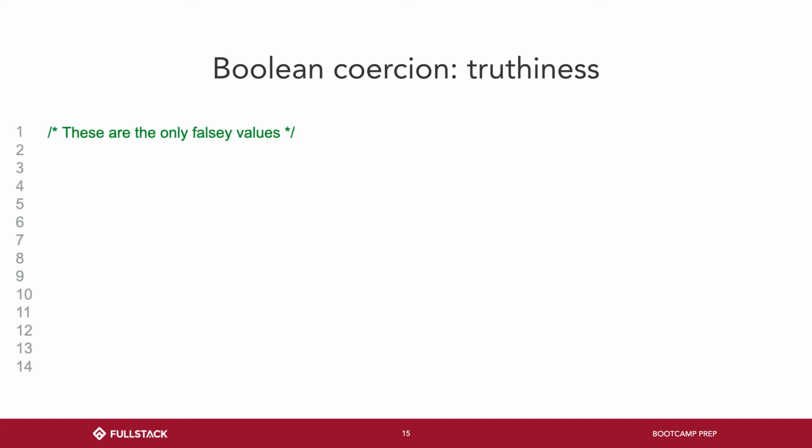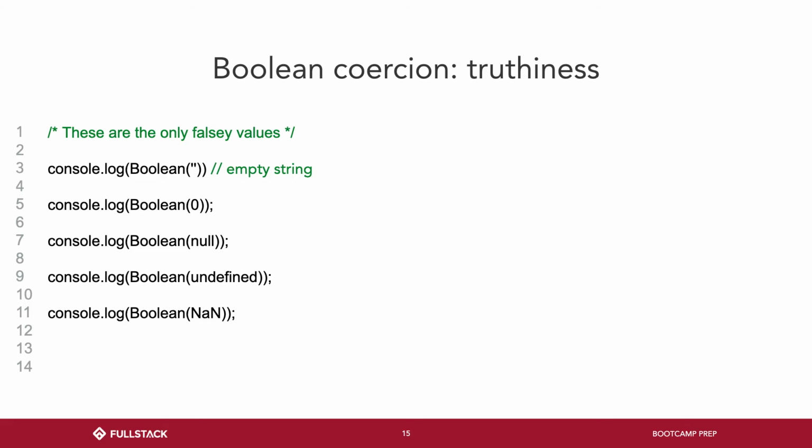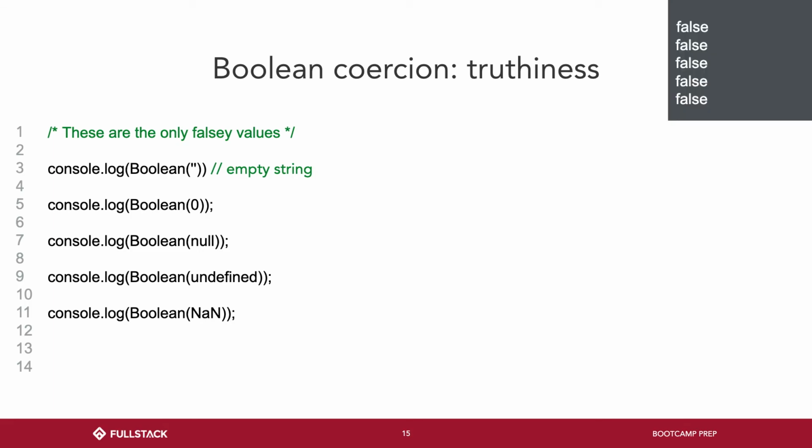So it's easier to talk about what is falsy. Just these, okay? These are what is falsy, plus false, but that doesn't really make sense. So the empty string, 0, null, undefined, and NaN, not a number, will all be evaluated to false if they were coerced into a Boolean. Okay? These things you need to memorize. Okay? This you have to be aware of.